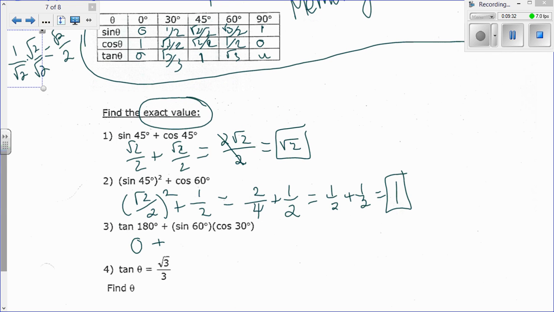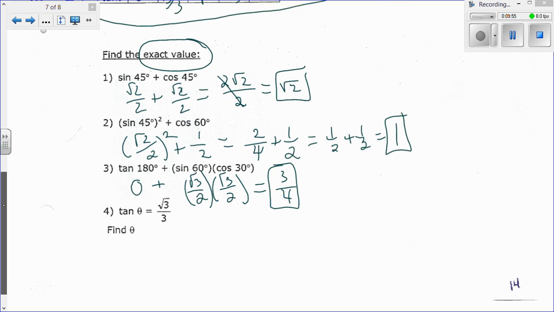The sine of 60 in my chart is radical 3 over 2 times the cosine of 30, looking in my chart, is radical 3 over 2. So radical 3 times radical 3 is 3. 2 times 2 is 4. So my answer is 3/4 because I would be adding 0 to it.